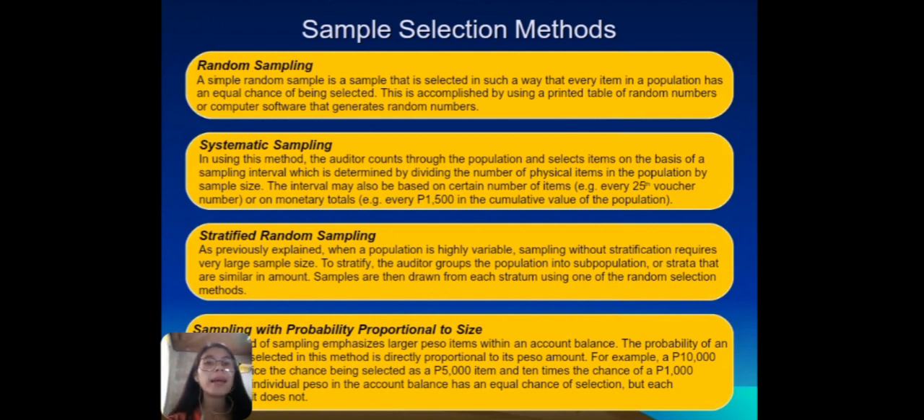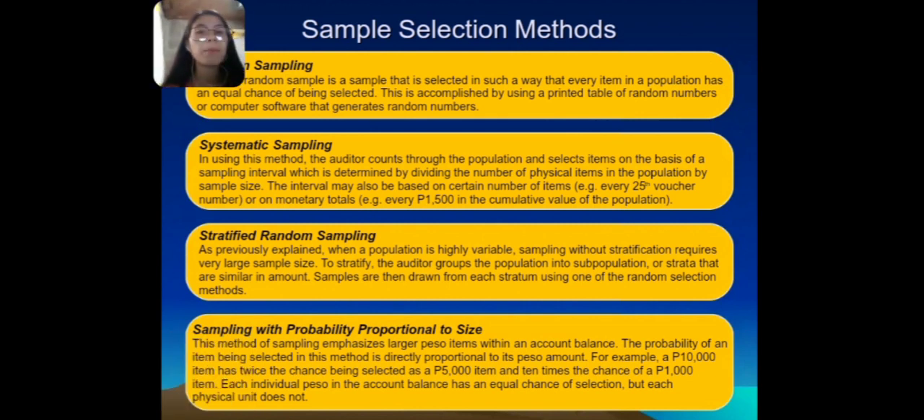The third one is stratified random sampling. So, as previously explained, naman, when a population is highly variable, sampling without stratification requires a very large sample size. To stratify, the auditor groups the population into strata that are similar in amount. Samples are then drawn from each stratum using one of the random selection methods.